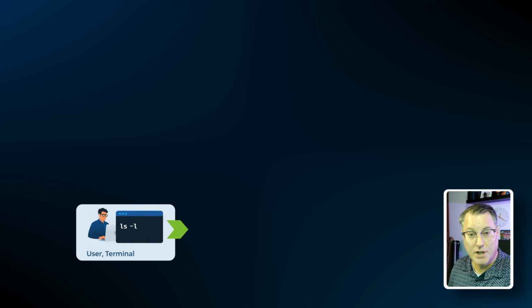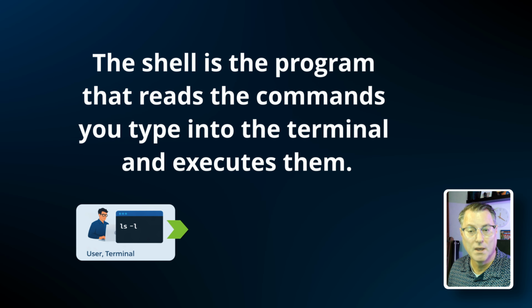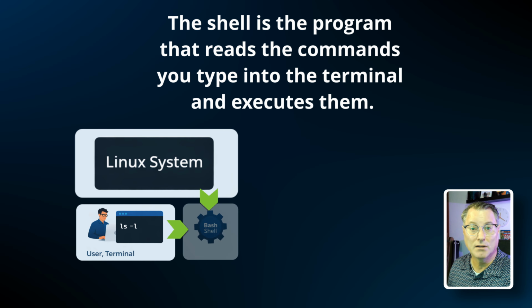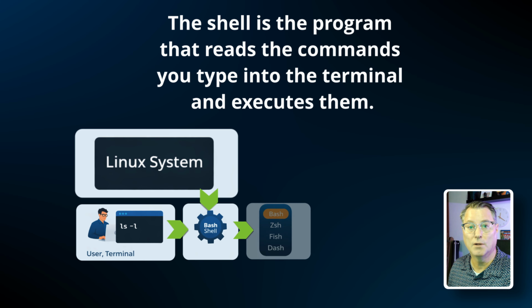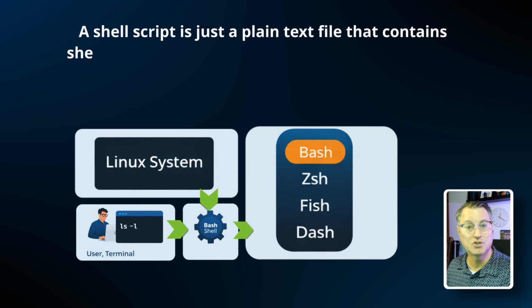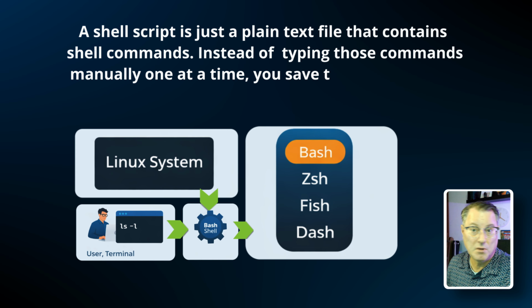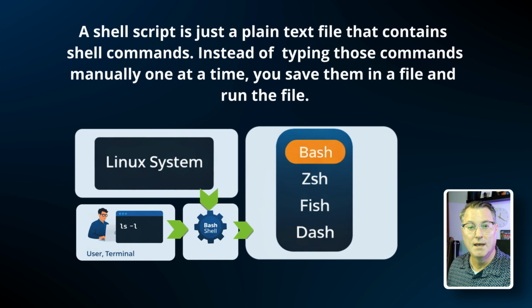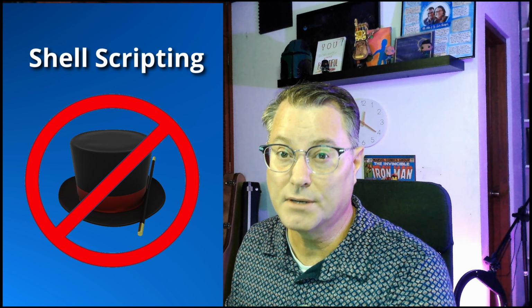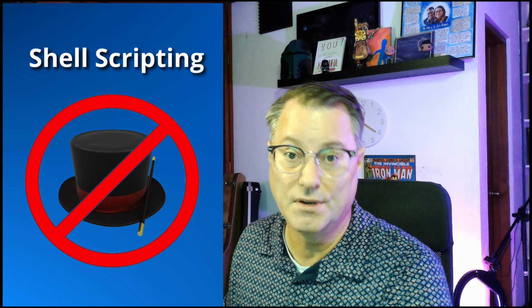Before we write a script, we need one quick definition. The shell is the program that reads the commands you type into the terminal and executes them. On many Linux systems, that shell is bash, although there are others as well. So a shell script is just a plain text file that contains shell commands. Instead of typing those commands manually one at a time, you save them in a file and run the file. That means a shell script lets you automate terminal work. It's not magic. It's simply a repeatable list of commands with a little logic if you need it.